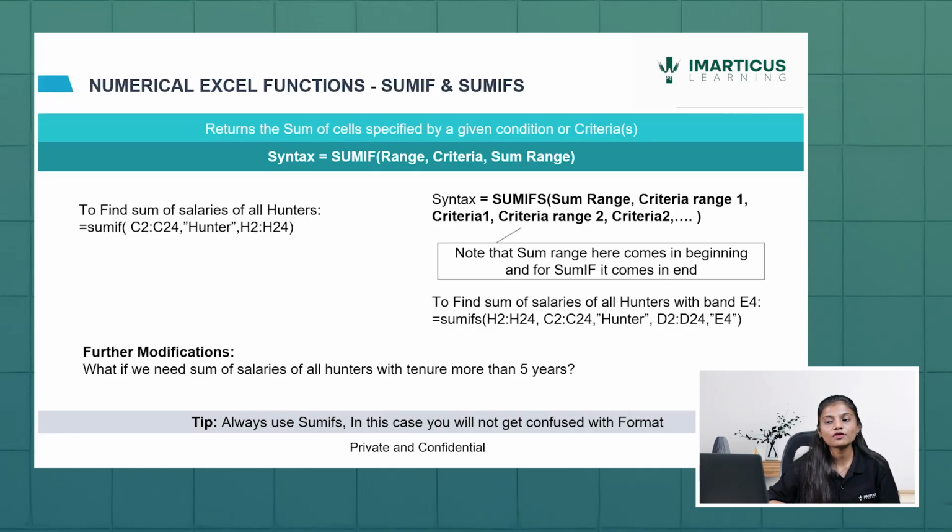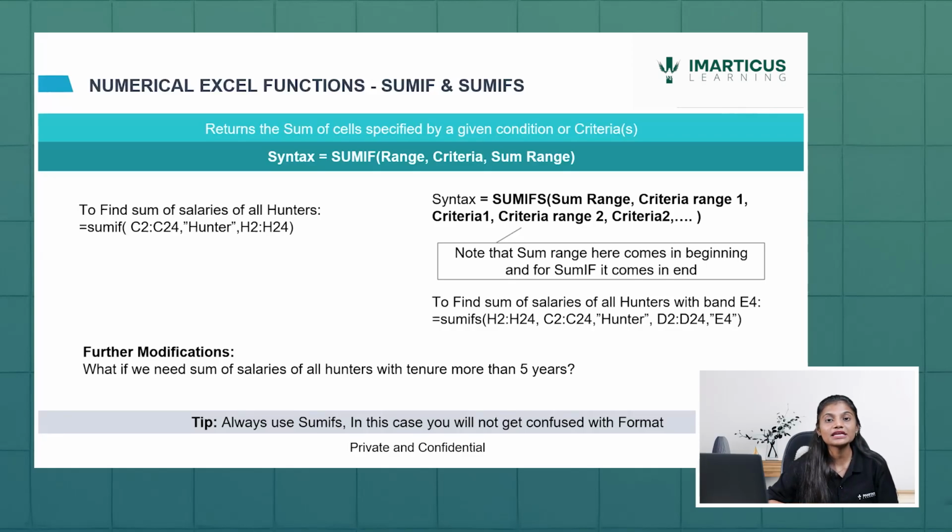So to find the sum of salaries for all hunters, you can see there is an example which I have written where SUMIF selects the cells where the criteria is met. Here you can see the range, and then there is a criteria which is hunter, and then there is the sum values. So there is a basic definition which is given to us and the simplest formula which is mentioned over here.